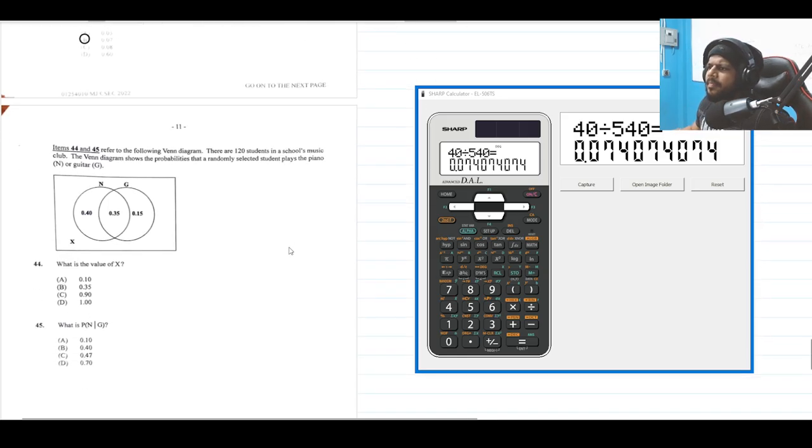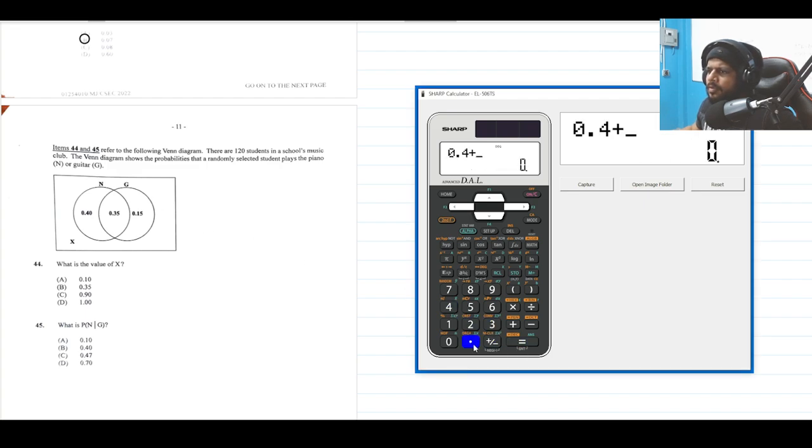The Venn diagram: there are 120 students in a school's music club. The Venn diagram shows the probabilities that a randomly selected student plays the piano N or guitar G. Why did they symbolize piano as N? That's strange. What is the value of X? Everything in the box is supposed to add up to 1. 0.4 plus 0.35 plus 0.15, take that away from 1, is 0.1. A.